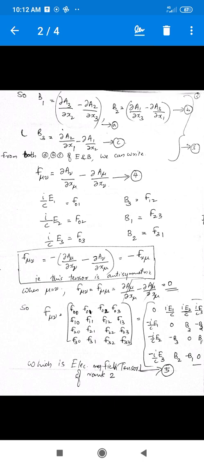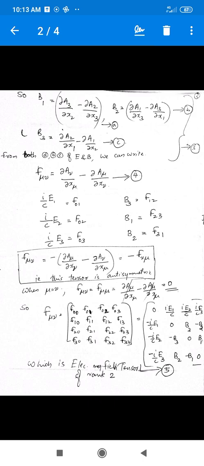So F mu nu, instead of writing electric field or magnetic field, you are replacing electric field and magnetic field with the F mu nu. So that is why we call this F mu nu the electromagnetic field tensor. Electric field is also there, magnetic field is also there. So F mu nu is the electromagnetic field tensor.